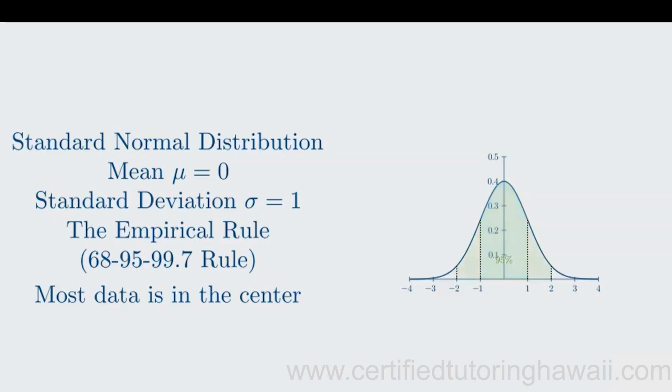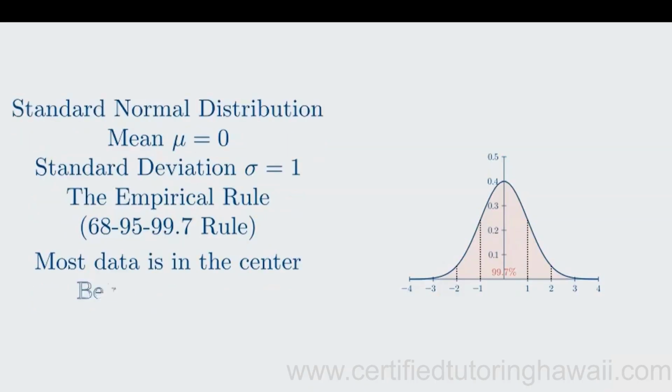As we move further out, approximately 95% of observations fall within 2 standard deviations of the mean. And finally, almost all data, about 99.7%, falls within 3 standard deviations. If a value is beyond 3 standard deviations, it is considered very extreme or rare. Let's apply this to a real example to see how it works in practice.